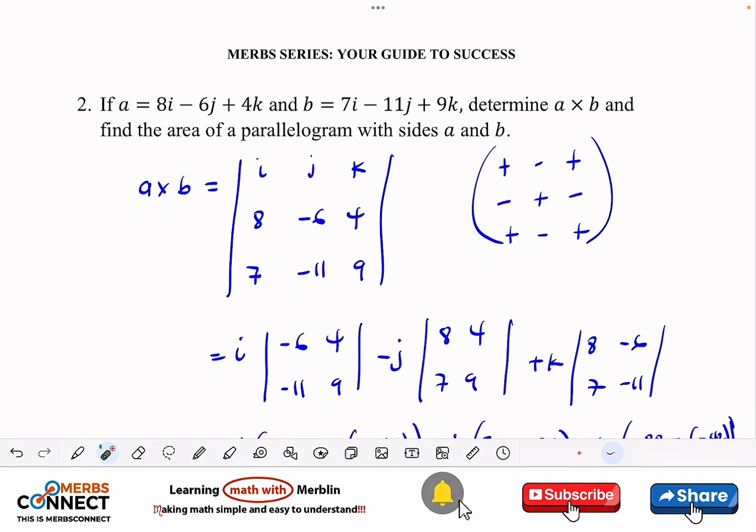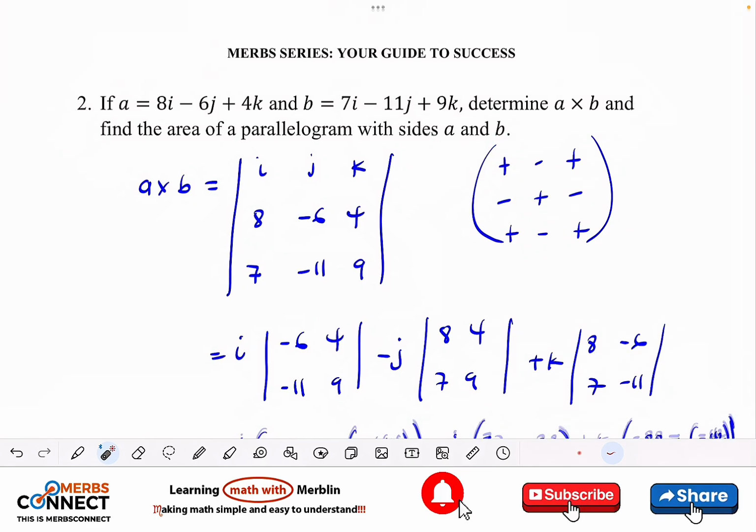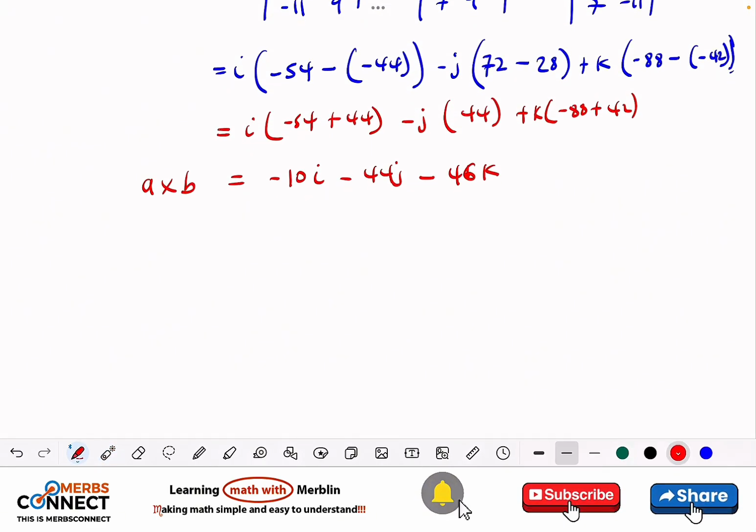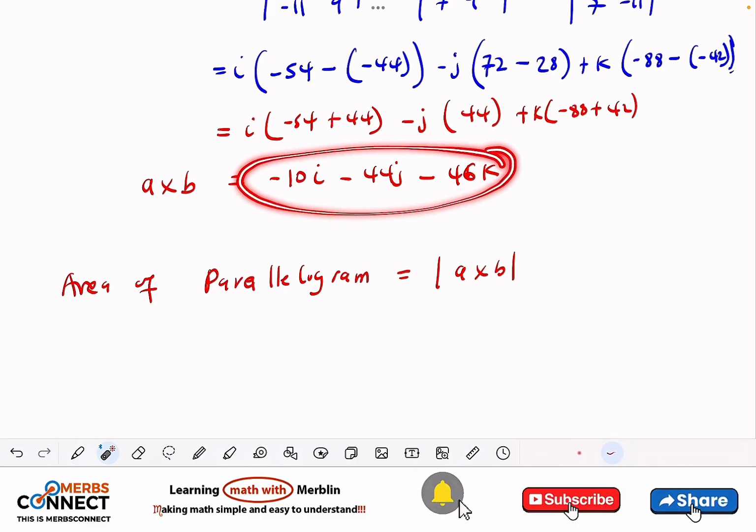So now that we are done finding A cross B, we want to find the area of a parallelogram with the sides A and B. So we know the formula, right? The formula for the area of a parallelogram is just the magnitude of A cross B. That's all. So let's find the magnitude of this and then we are done.